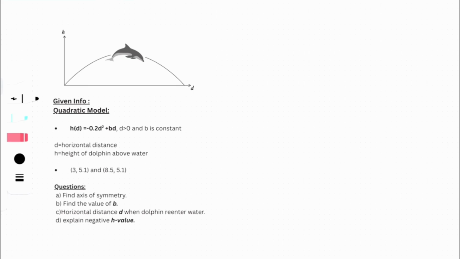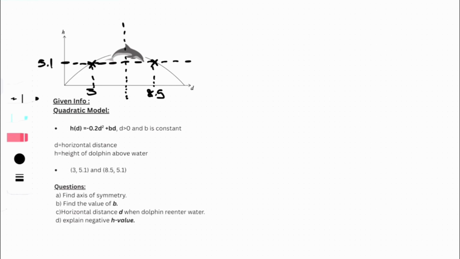If you want to show that on a diagram, when the height is 5.1 meters, it will intersect the parabola at 2 points, when d is equal to 3 and when d is equal to 8.5. In part A, we will determine the axis of symmetry. The axis of symmetry will occur between these two d values of 3 and 8.5.